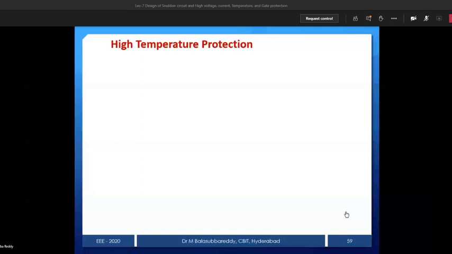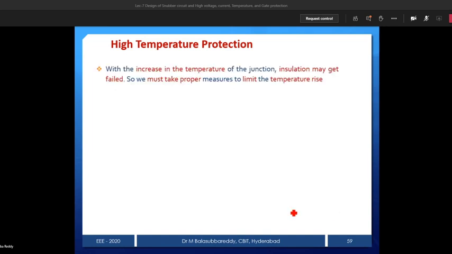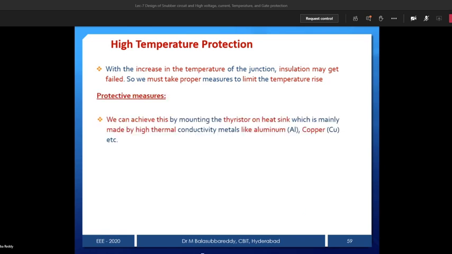By making use of heat sinks. You remember, these are quite common interview questions. How will you prevent the temperature triggering? How will you suppress the dV by dt triggering? What is the precaution for di by dt? All these things you must remember. In the temperature case, the logic is the same, but the only thing is how to prevent it, by making use of heat sinks.